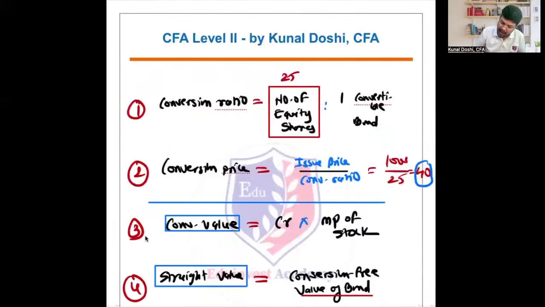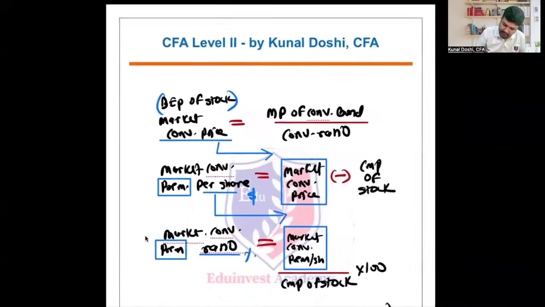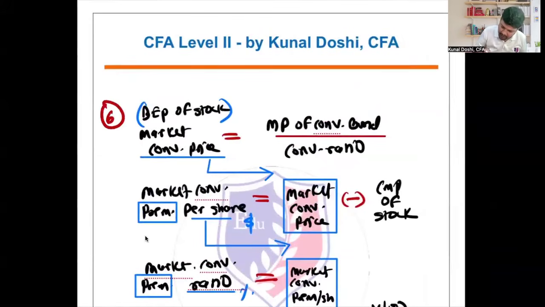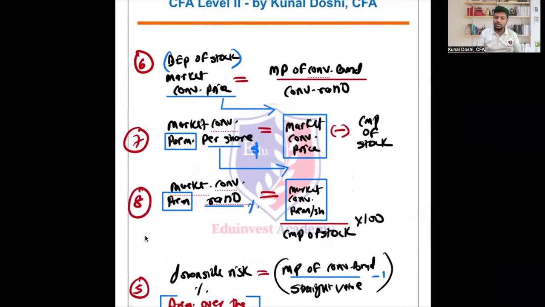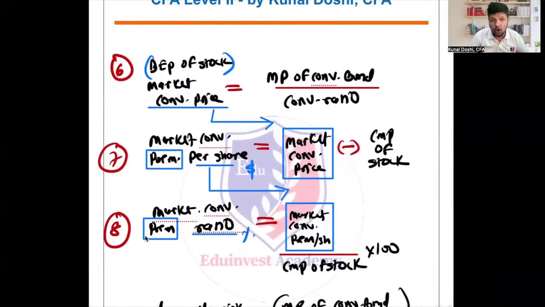So what is going to be my break-even point? Break-even: market conversion premium in dollar and in percentage. These are the two things. So here we are trying to find the break-even point of a stock. Now, what is the break-even point of a stock? Here, the break-even point is the market conversion price, which is the market price of the convertible bond divided by the conversion ratio. Suppose you bought the bond at 985 and you're going to get 25 shares.